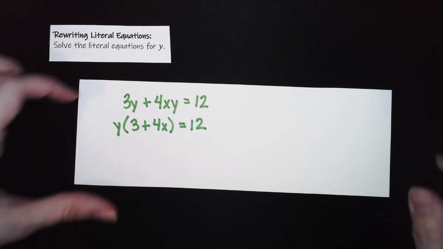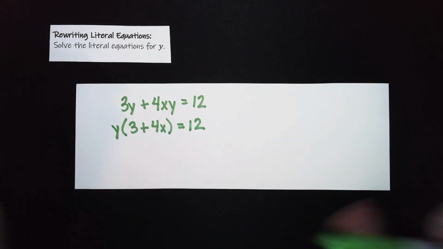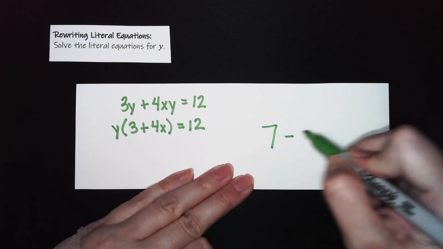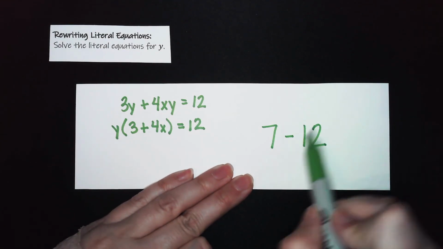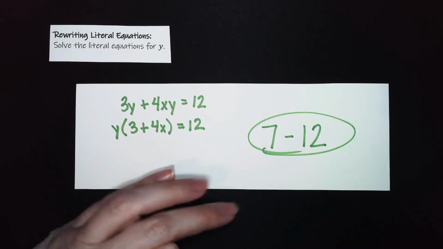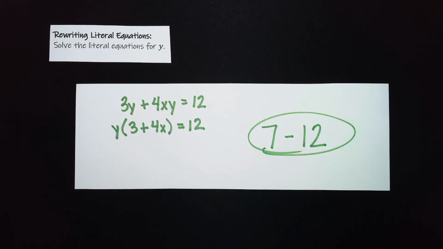So now you can do problems number 7 through 12 in the practice and get that submitted and turned in, because that should finish up your practice for the Chapter 5 opener.